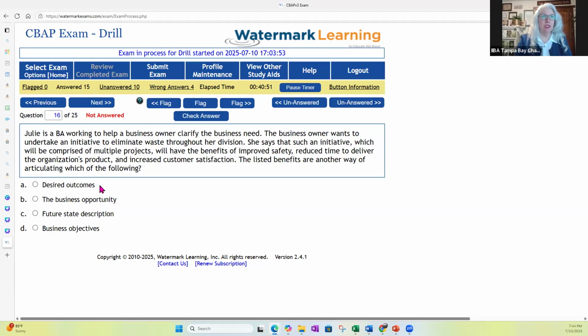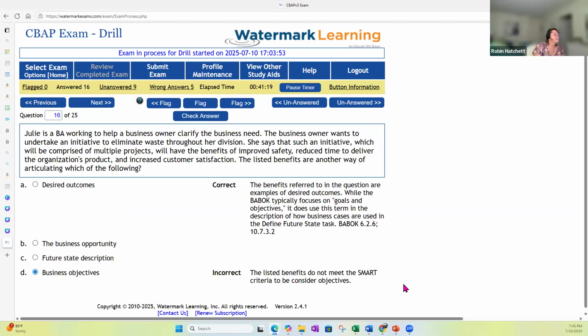Start at the top. Are these desired outcomes? Can we eliminate, or is this the answer? Maybe it's business objectives. Yeah, I think so too. You like business objectives? Okay. Everybody agree on that? Anybody have any other ideas? Possible. Sure. Okay, desired outcomes. Because of the objectives, customer satisfaction, I mean, that's the only thing that I was tripping on.